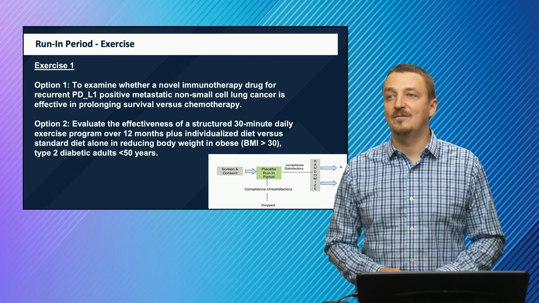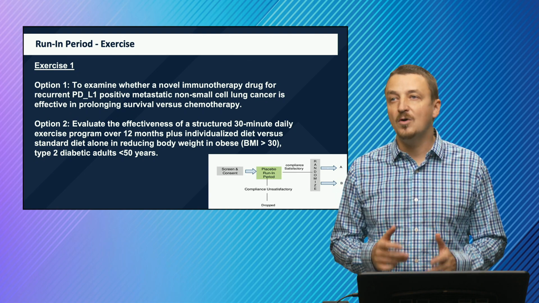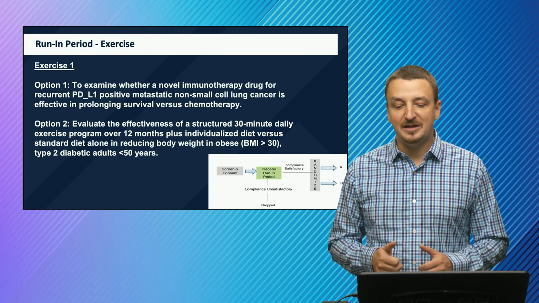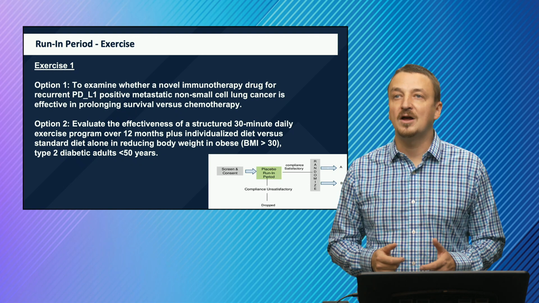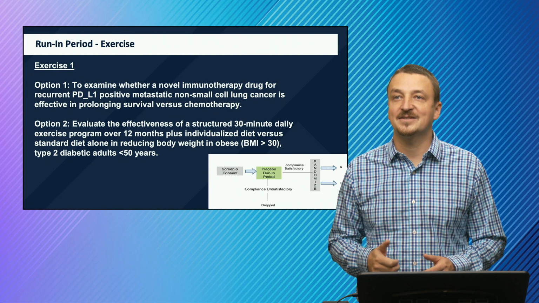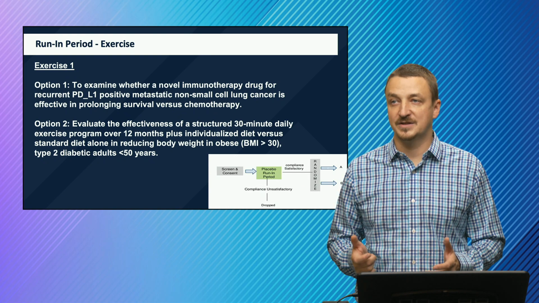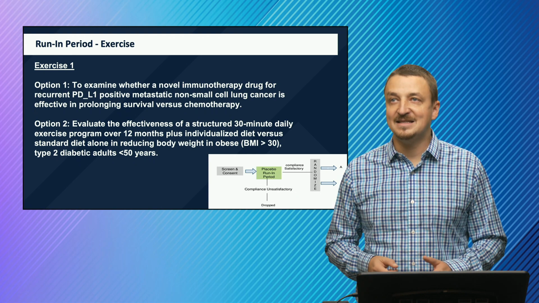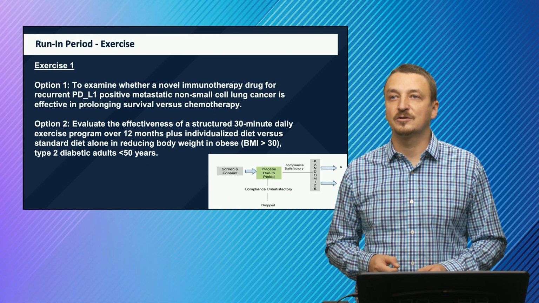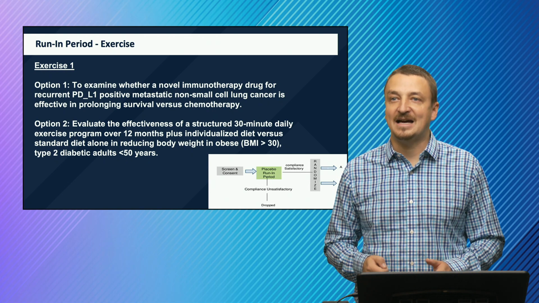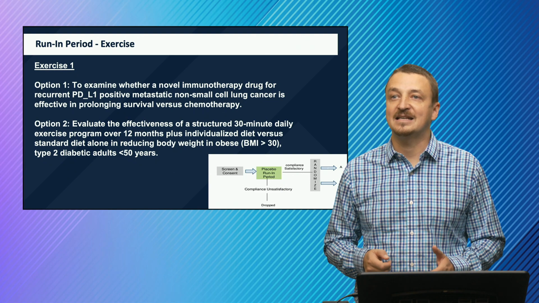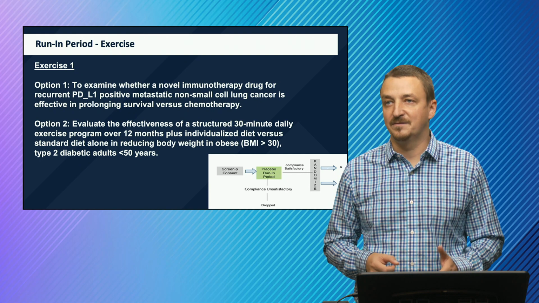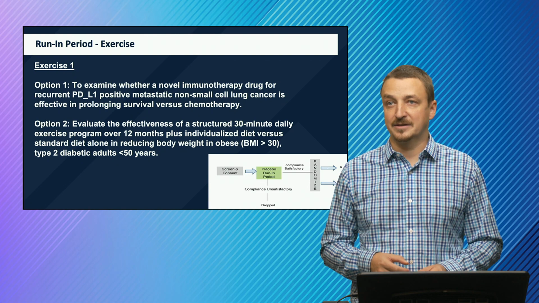So here again I show you what a run-in period looks like, and we have two options. Option 1 is the study question to examine whether a novel immunotherapy drug for recurrent PD-L1 positive metastatic non-small cell lung cancer is effective in prolonging survival versus chemotherapy. Option 2 is to evaluate the effectiveness of a structured 30-minute daily exercise program over 12 months plus individualized diet versus standard diet alone in reducing body weight in obese type 2 diabetic adults with a BMI above 30, below 50 years.